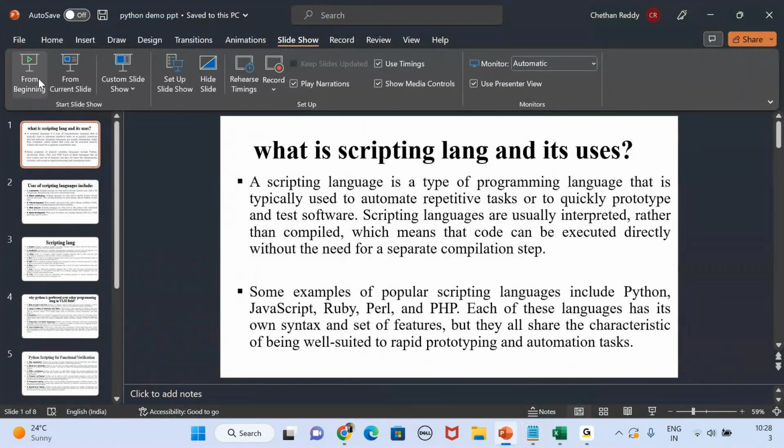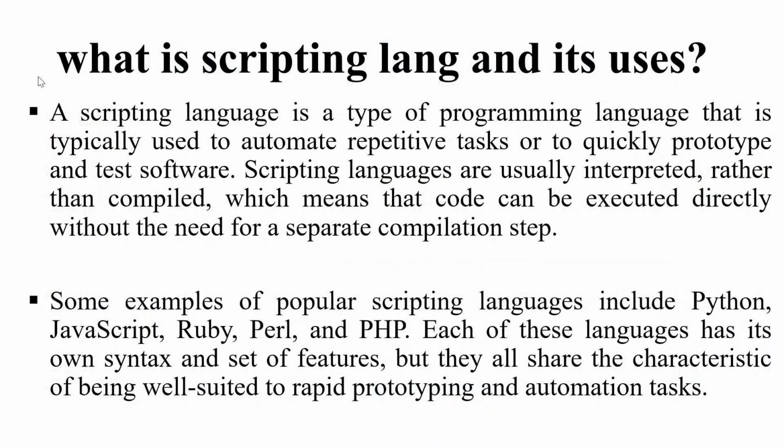So what is a scripting language? A scripting language is a type of programming language typically used to automate repetitive tasks or quickly prototype test software. Wherever the user requirement is a repetitive task, we need a scripting language. These languages are interpreted rather than compiled, which means the code can be executed directly without any separate compilation step.